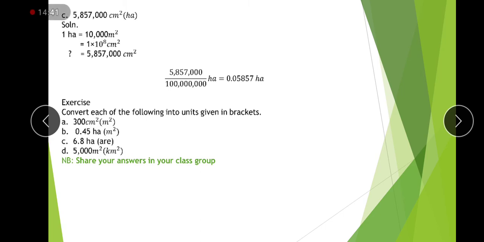Yes. Now, we have an exercise. Convert each of the following into units given in bracket. Number 1, you have 300 square centimeter. You convert it to square meter. Number 2, you have 0.45 hectare. You convert it to square meter. Number C, you have 6.8 hectare, you convert it to R. Number D, we have 5 million square meter, you convert it to square kilometer. Your answer, you send it to your class teacher or to your class group.